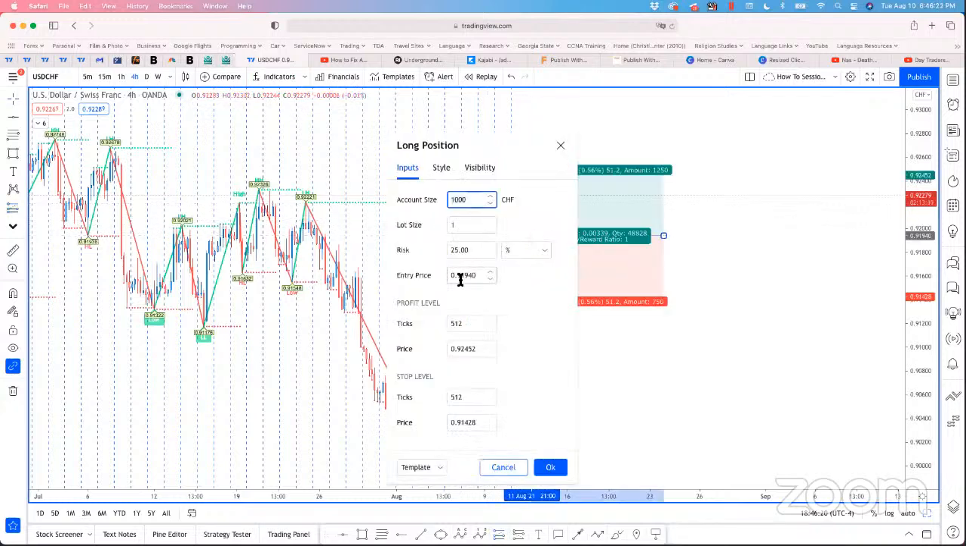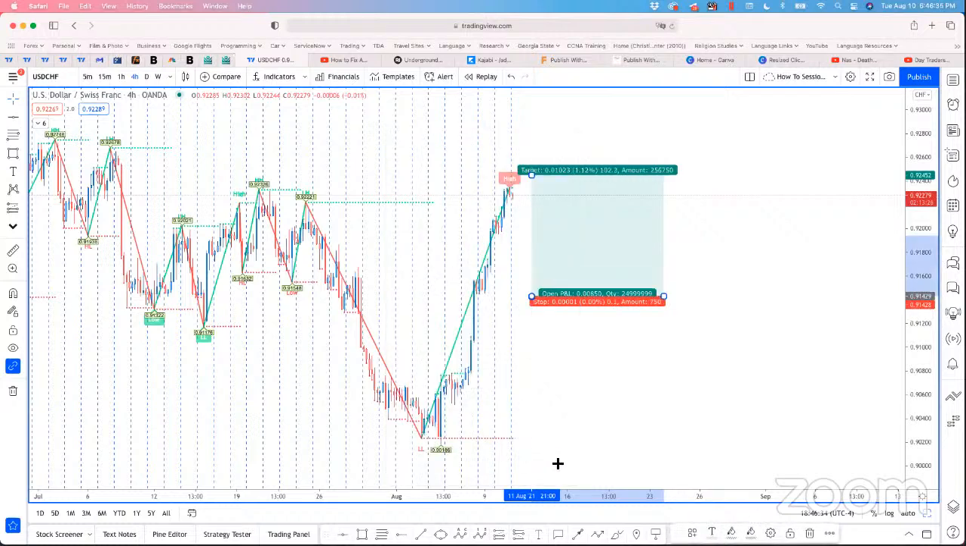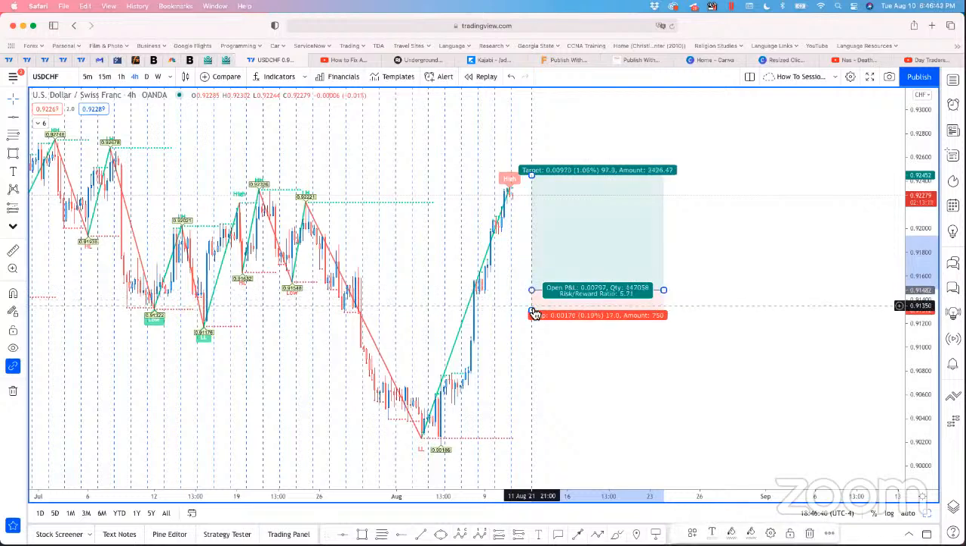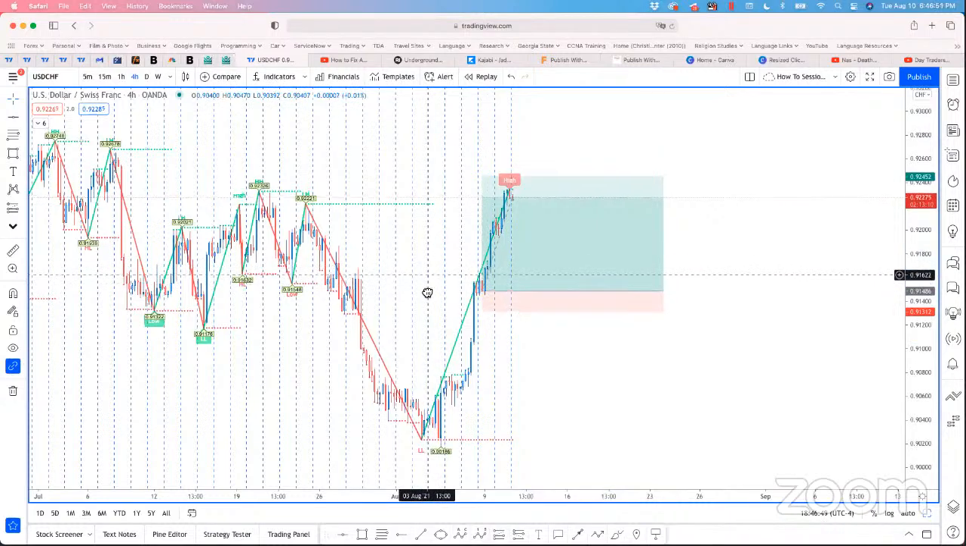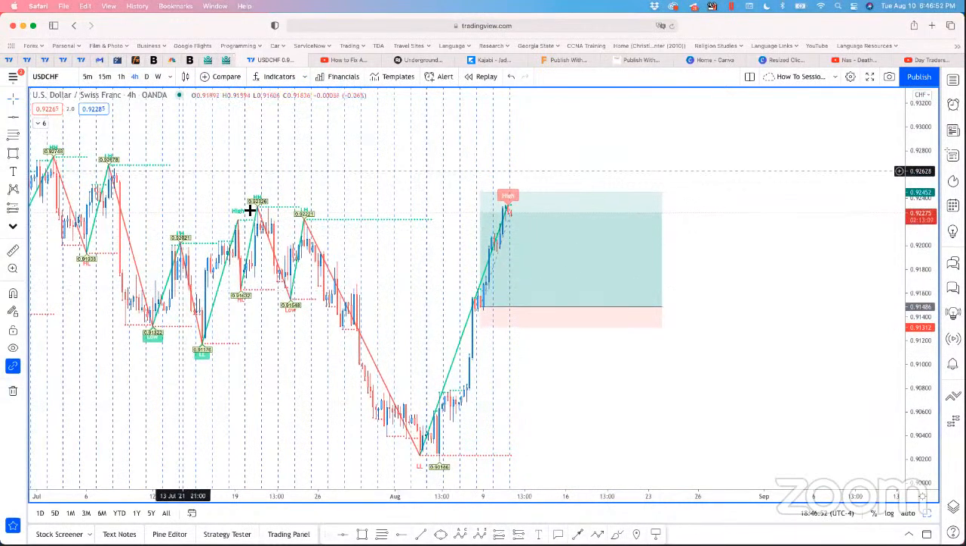I entered at 0.90406. TP1 for me was 0.91380. I should have taken another TP right now, but I'm gonna wait to see if it goes all the way to my terminus, which is 0.93690. Oh, you good on this? Yeah, I'm swimming in that one.